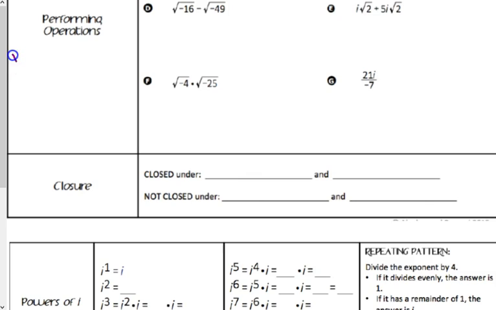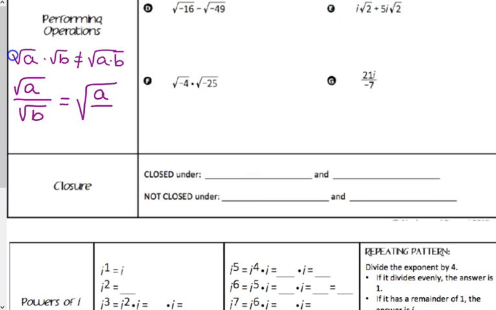When we multiplied radicals, if we had the square root of a times the square root of b, we would end up with the square root of a times b. But when we're working with imaginary numbers with the negative square roots, that does not apply. The same thing as when we were dividing radicals. We'd have the square root of a over the square root of b is equal to the square root of a divided by b. But again, with imaginary numbers, that is not the case. You have to simplify first.